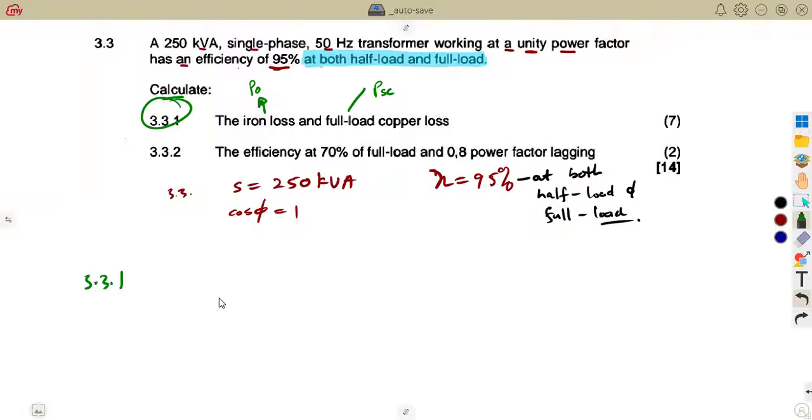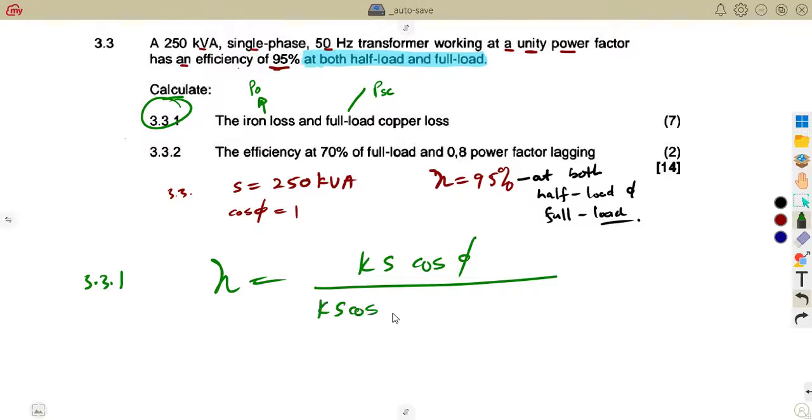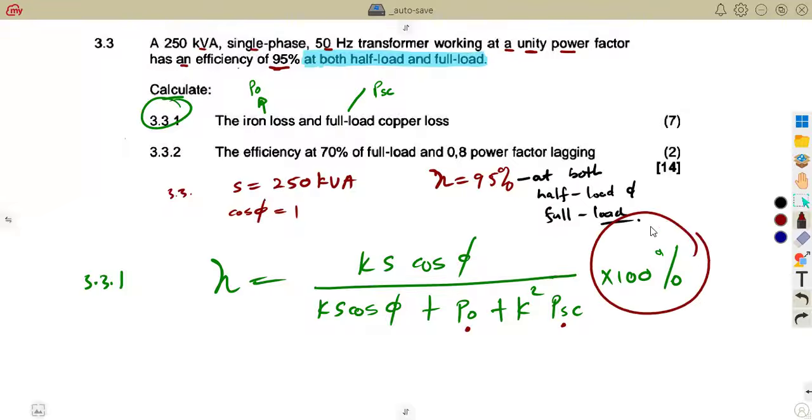Two unknown values. All right, we saw that efficiency is equal to K S cos phi over K S cos phi plus open circuit plus K squared short circuit, times 100%. So this is what we are given, and we have got everything else. We need the open circuit and short circuit. K depends on the type of the load, and it's a unity power factor, so you're just going to use a 1.